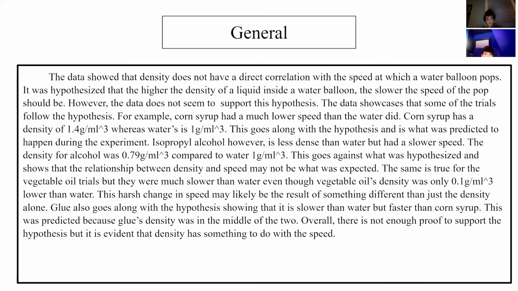Glue also goes along with the hypothesis, showing that it is slower than water and faster than corn syrup. This was predicted because glue's density was in the middle of the two. Overall, there's not enough proof to support our hypothesis, but it's evident that density has something to do with the speed.